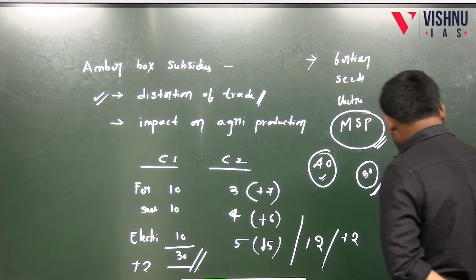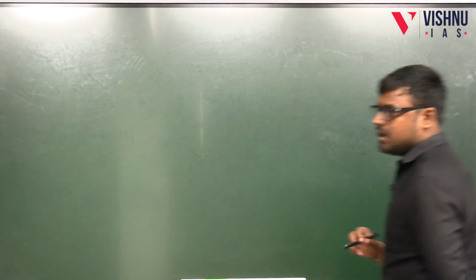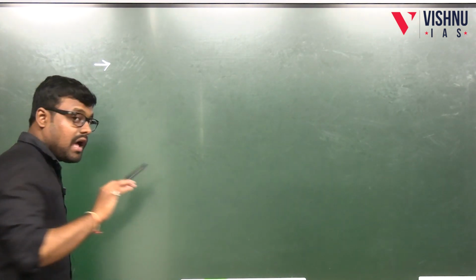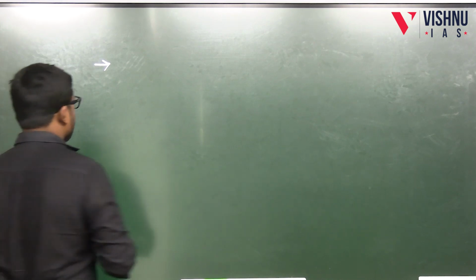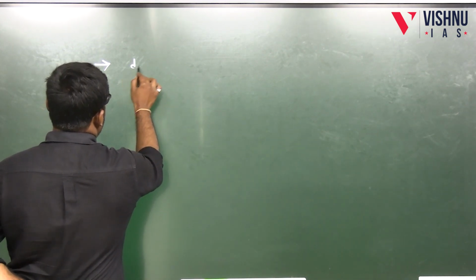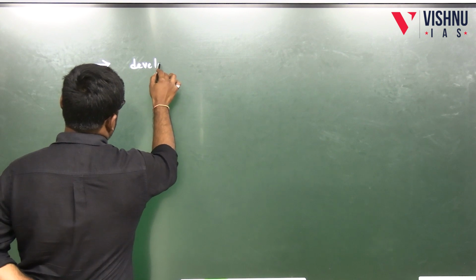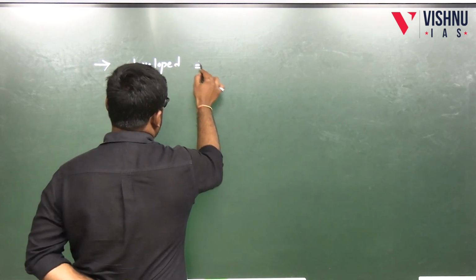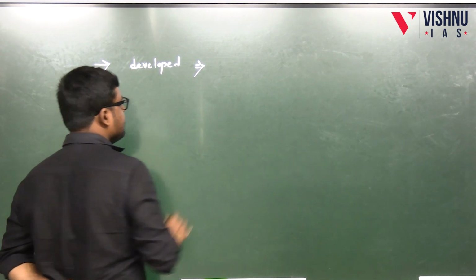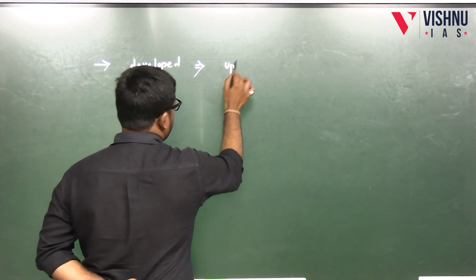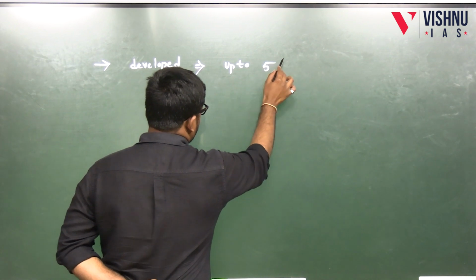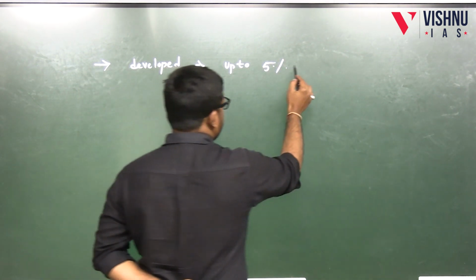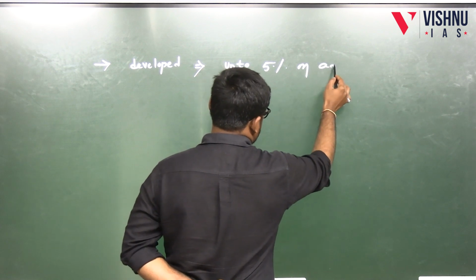Now under this WTO Agreement on Agriculture, the Amberbox subsidies are allowed, but there is a limit. For developed countries, they can provide Amberbox subsidies up to a limit of 5% on agricultural production.